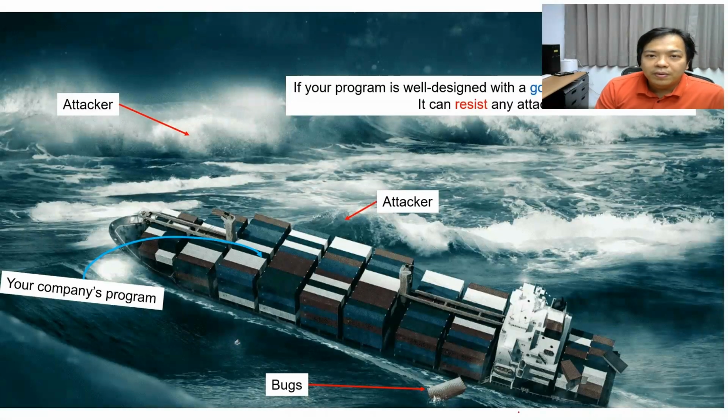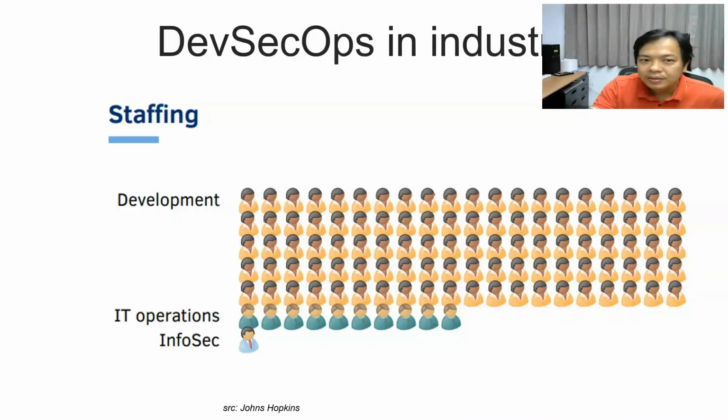So if the program is well designed with a good DevSecOps process, it can resist any kind of attack. Even if you have a ship or the program looks like Superman, it can go through the storm. The storm or the wave becomes the attacker.